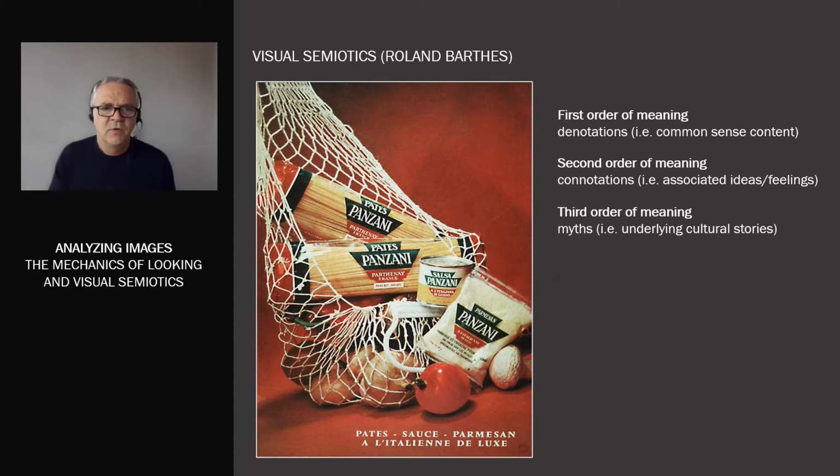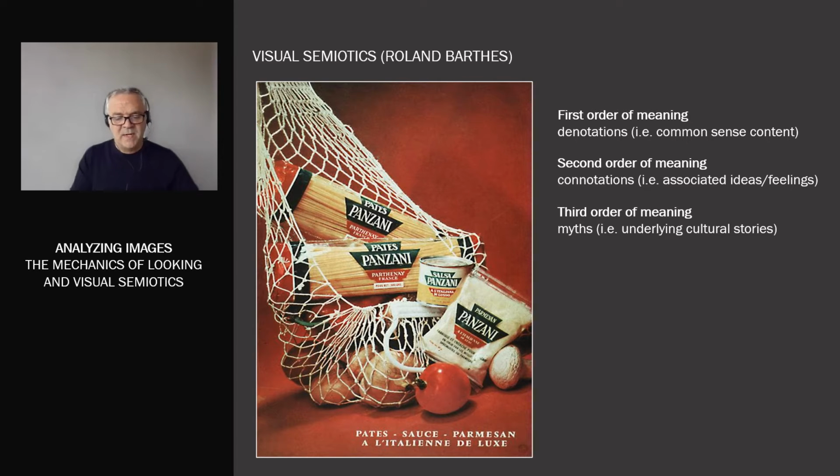The first order of meaning is the denotation, and this relies on the common sense description of what we see. In this case, for example, we see packets of pasta, a tomato, the head of a mushroom, a netted shopping bag containing some onions and peppers, all of which is set in front of a red background. And these objects and colors we can think of as different signs.